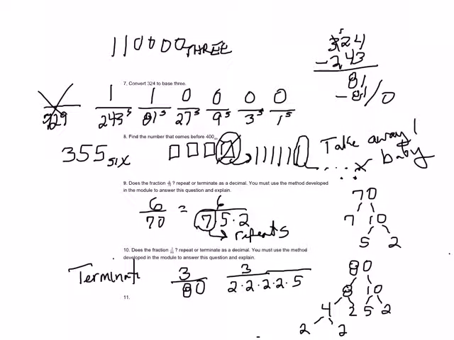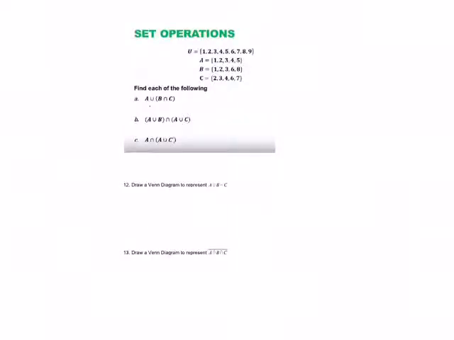All right, next page. All right, here's some set operations. So remember, we're going to do what's in parentheses first. This is what I do first. It's in parentheses. It is an intersection. So when I do B intersect C, I am going to look at B and C, and I'm going to only list the numbers that are in both sets. So to be in the intersection, you have to show up in both places. So that's 2, 3, and 6.